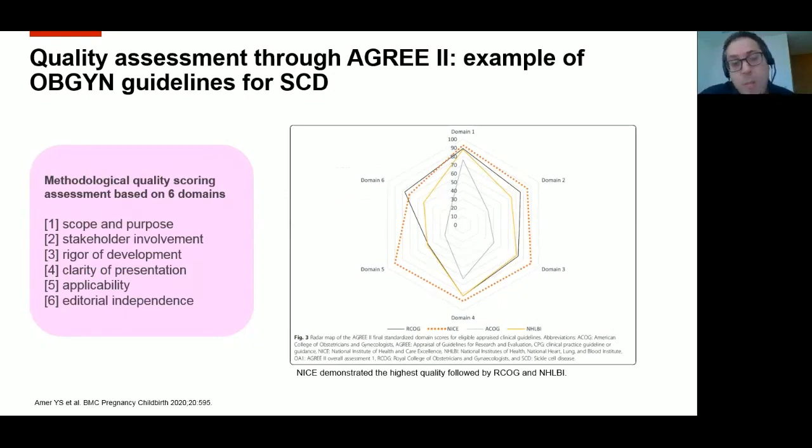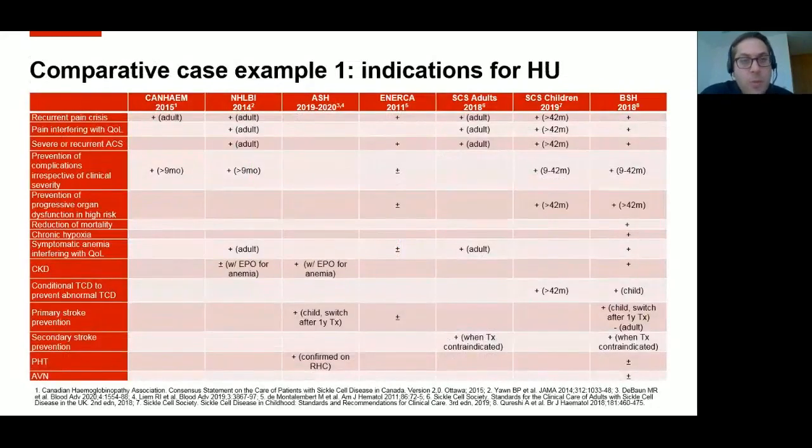I found an interesting publication done by a group from Saudi looking at actually the obstetrics and gynecology related guidelines for sickle cell disease, where they've done this exercise to look at the RCOG, the NICE, the ACOG, and the NHLBI guidelines to assess how they adhere to these criteria or domains of the AGREE guidelines. And it's something that I think is interesting to be done for the majority of other indications in sickle cell and thalassemia for that purpose.